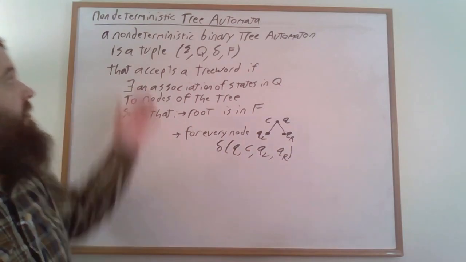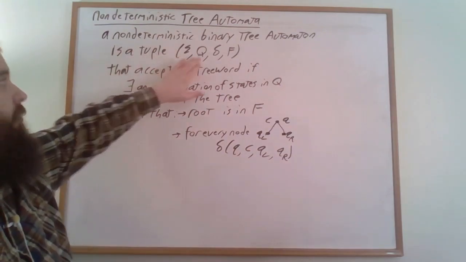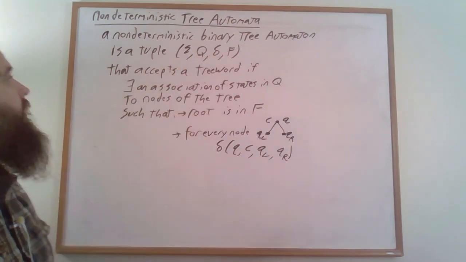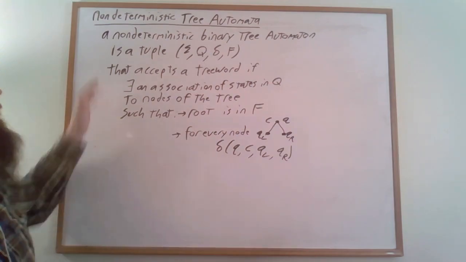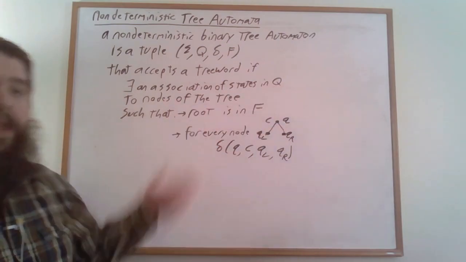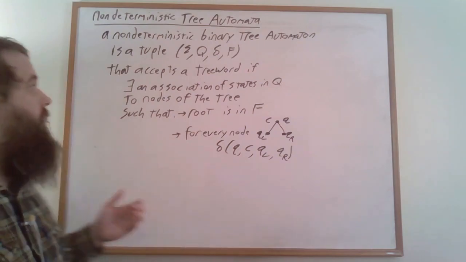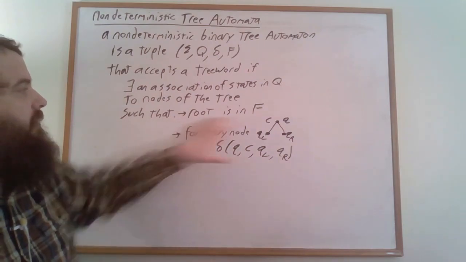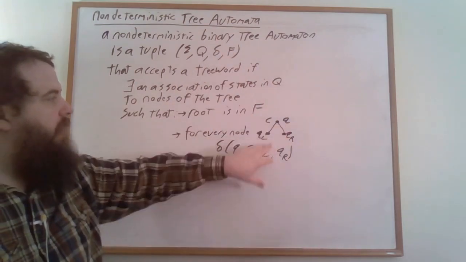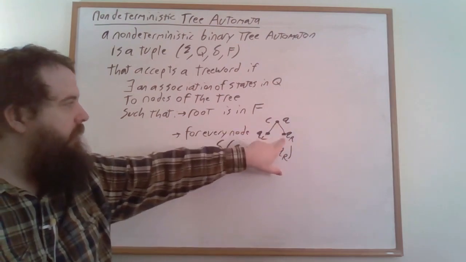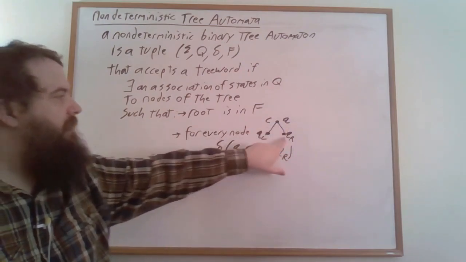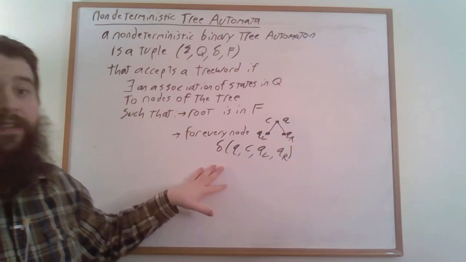So again, we're going to define these things as tuples. We're going to have some finite alphabet, some finite set of states, some transition relation, and a set of root states. And we're going to accept a tree word if there's an association of states in our set of states to each of the nodes of the tree. That is, there's some sort of run of the automaton such that the root gets a state in our set of root states. And for every node, if we look at that node and its children, the symbol at that node, the state at that node, and the states at the children satisfy the transition relation.